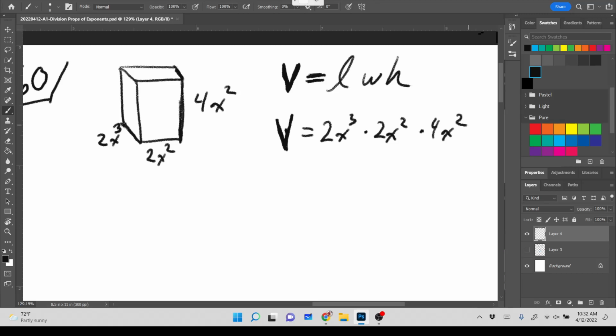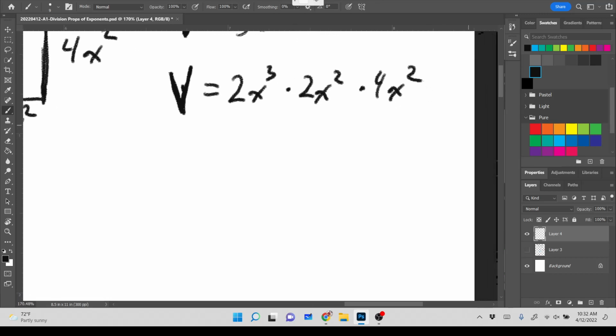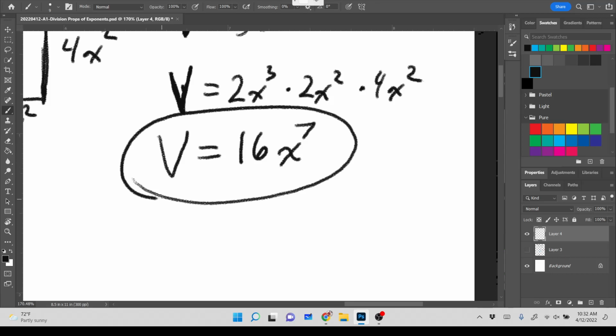So now what? You multiply. Multiplying the x? No, add the x's. Add the x's and multiply the coefficients in the front. So what's 2 times 2 times 4? 16. It is 16. All right. So 16x to the 7th. That's the answer, right? That's the answer.